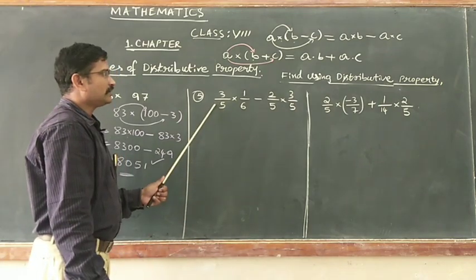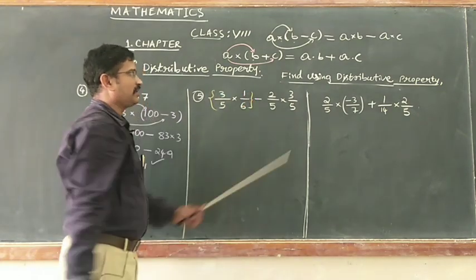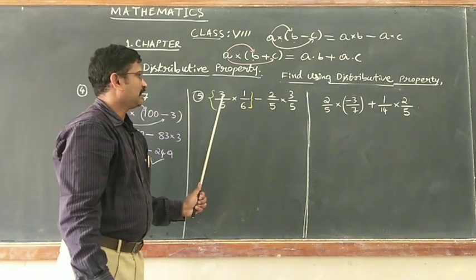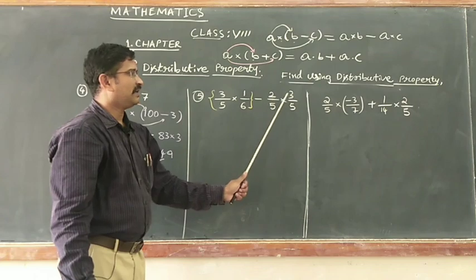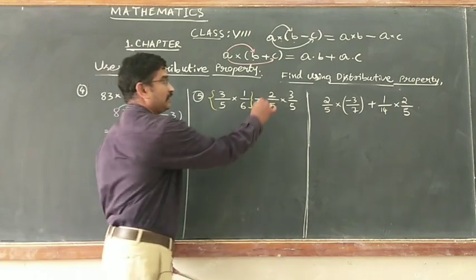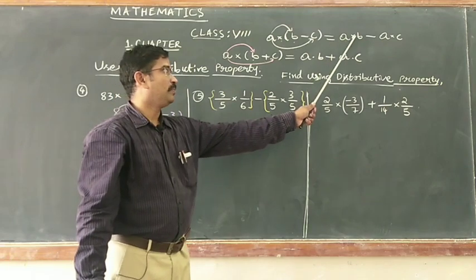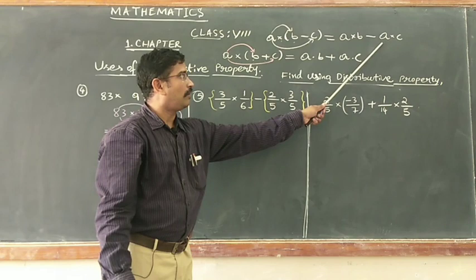Here I have got two individual products, A into B minus A into C, something like that. But you have to identify who is A into B minus A into C. You have to identify who is exactly that common rational number.